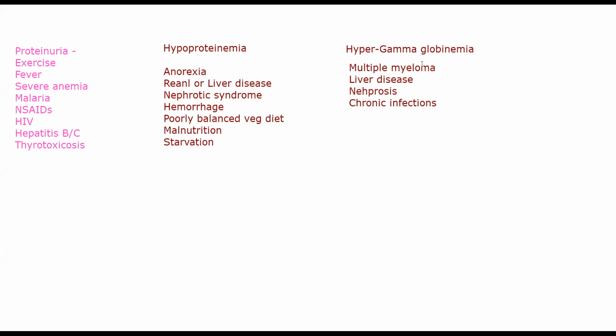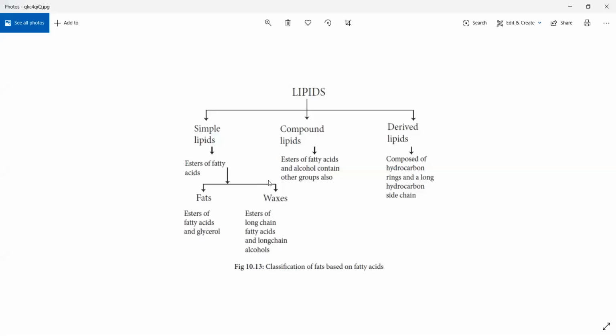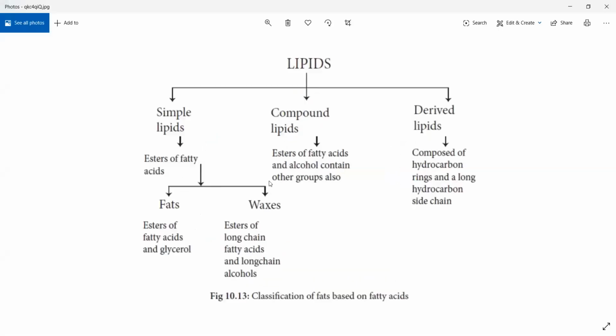So now when we talk about lipids, though you do not have the complete classification of lipids, I'll show you one image. Hold on. How lipids are classified. Lipids are basically esters of fatty acids and glycerol. Okay. So one second. Yeah. So lipids are basically classified into simple lipids, compound lipids, and derived lipids.